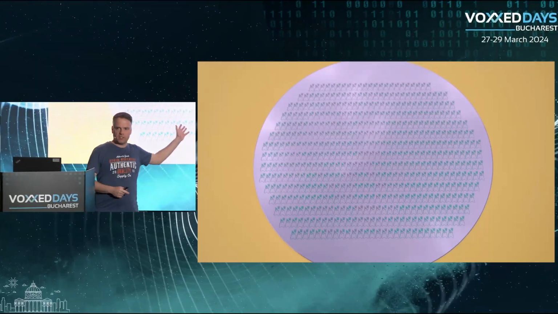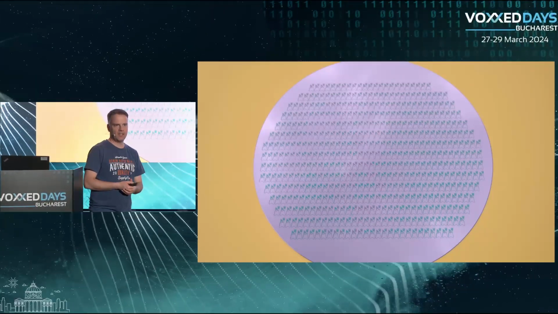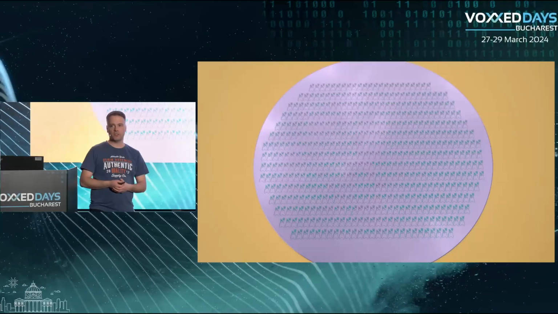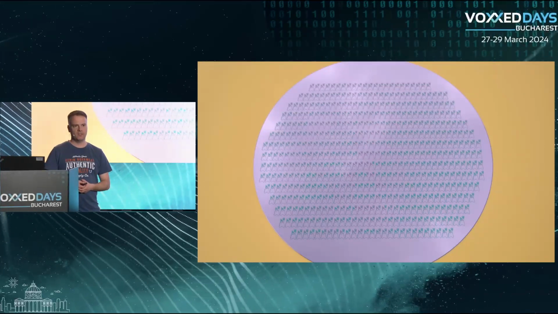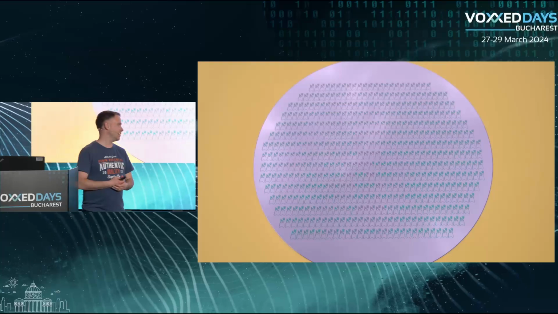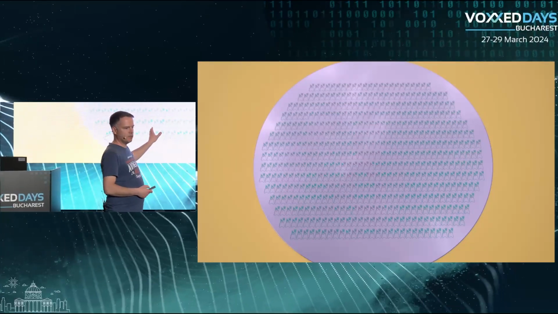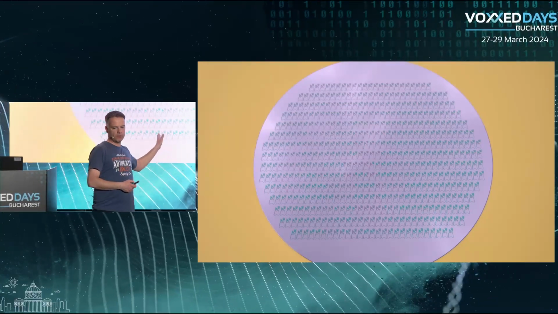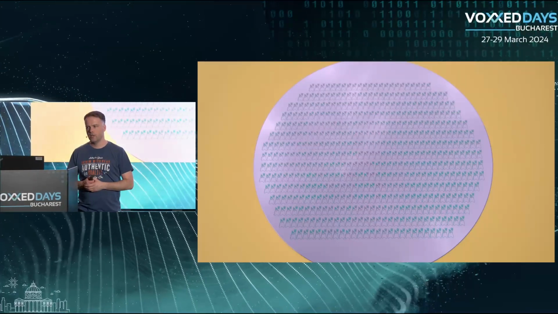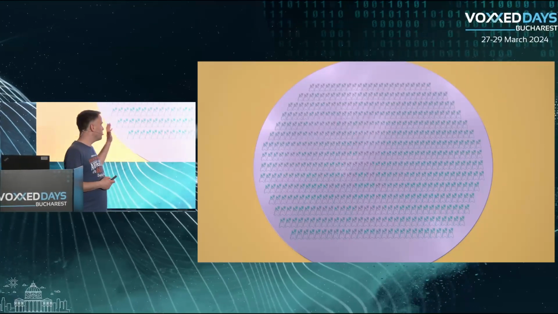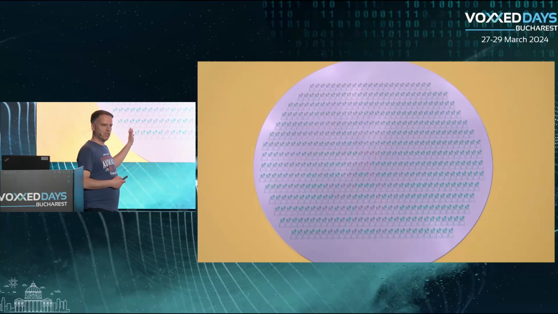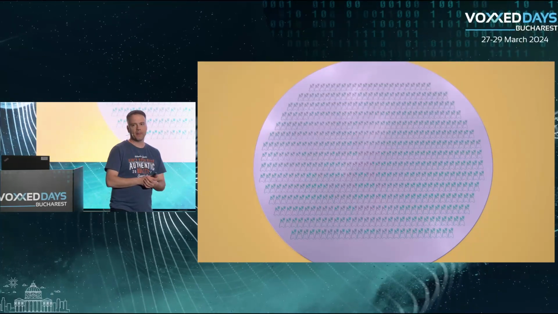Anyone an idea what this is? A wafer, indeed. And what's on the wafer? The Duke, the Java mascot, indeed. So this is a wafer. This is the basis for chips, basically. On top of this, chips will be created. And on this wafer, I put 564 Dukes. If you don't believe me, you can count them.